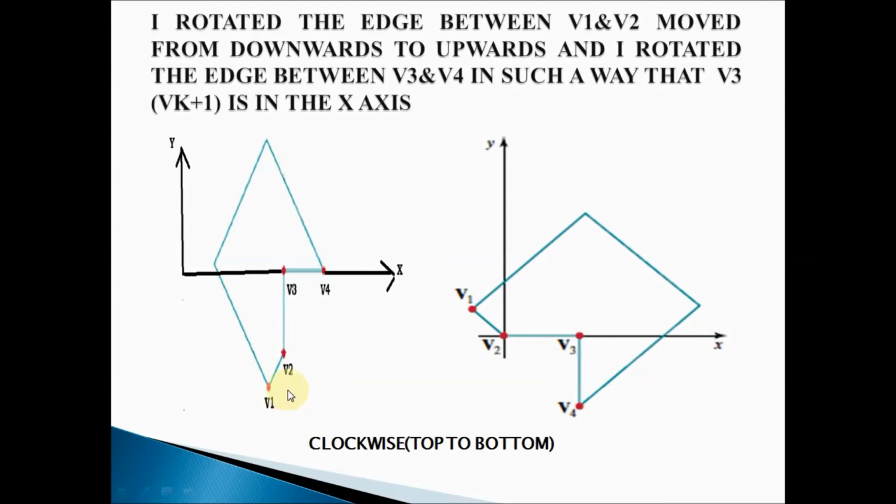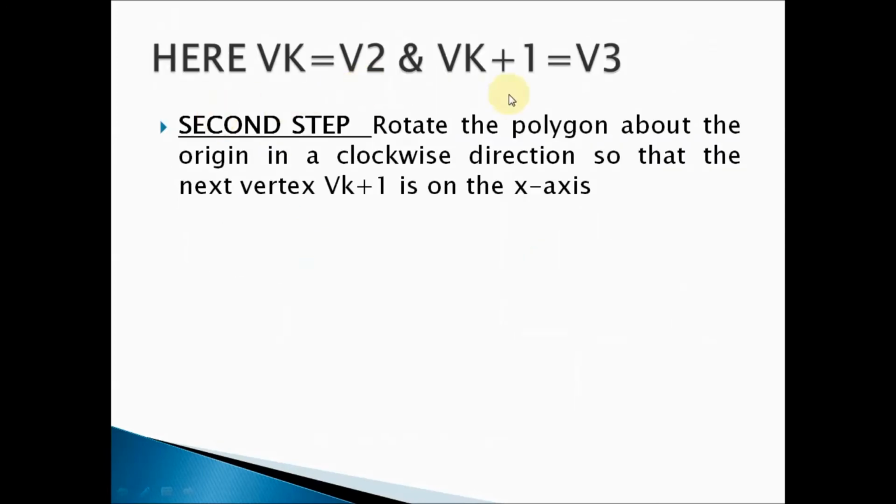Understood? Now I did two rotations. First I moved the edge between v1 and v2 from downwards to upwards. Next I moved the edge between v3 and v4 from upwards to downwards. But what is the condition here? Remember, the condition is also something you have to remember. When you are rotating the edge, you have to rotate in such a way that v3, that is vk plus 1, is on the x-axis. You know that vk is v2, vk plus 1 is v3. So in the second step there is a condition. You have to rotate the polygon.